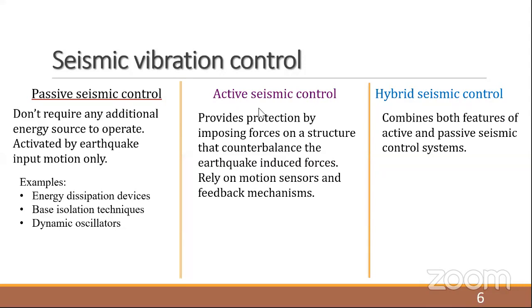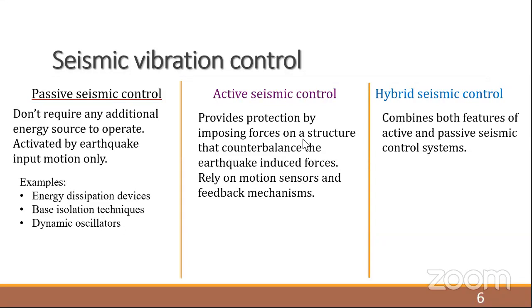Of course, for the active, on the other hand, you have to connect them to a power source so that they can be activated every time an earthquake occurs. The major disadvantage is that possibly the power source can be knocked down by an earthquake before it has been fully activated. So that is possibly one of the main disadvantages of the active seismic control devices. And a hybrid seismic control system, of course, borrows from both passive and active.